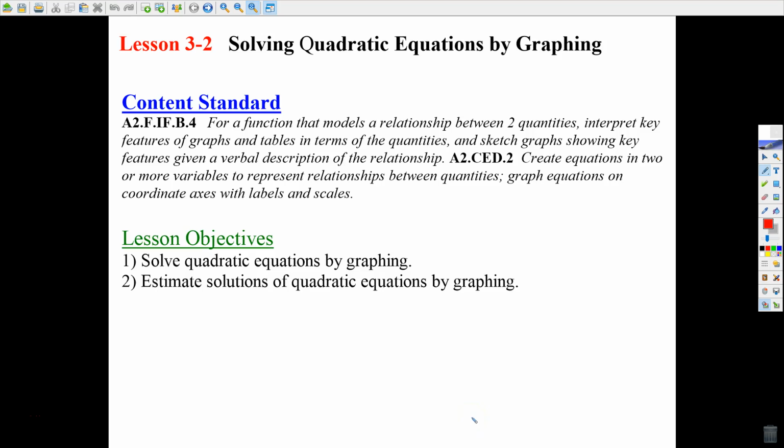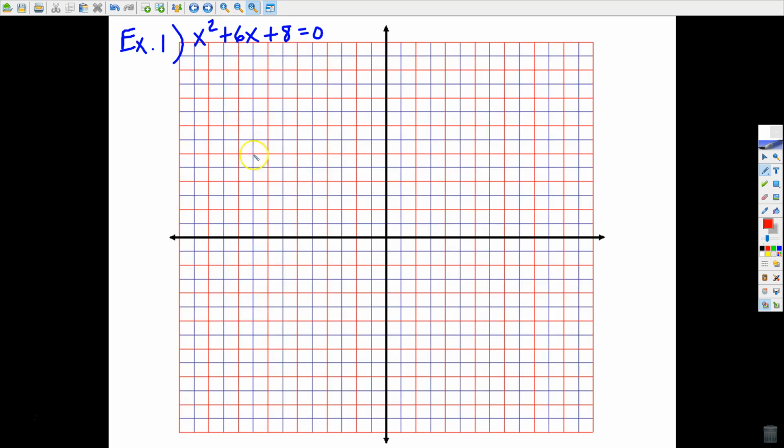Today's topic is solving quadratic equations by graphing. This is lesson 3.2, and the two major objectives of today's lesson are, obviously, we want to learn how to find the solution to a quadratic equation using graphing, and we're going to talk about what that solution looks like. And then in some cases we're going to have to estimate solutions, and we're going to look at a problem involving an estimate in between two integers. So let's get right into it.